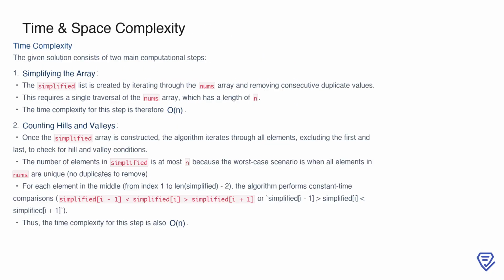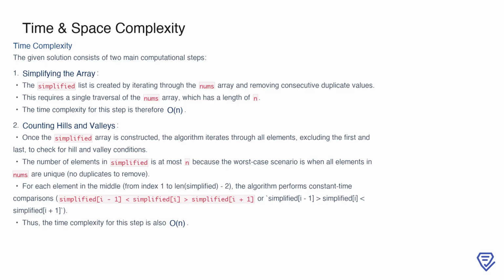In this problem, the time complexity of the solution is determined by 2 main computational steps. First, we simplify the input array nums by creating a new list called simplified, where consecutive duplicate values are removed. This step involves iterating through the entire nums array, which has a length of n, making this operation O(n).